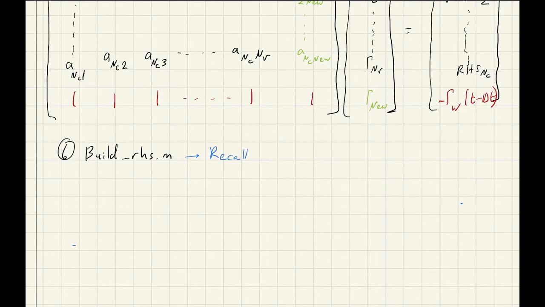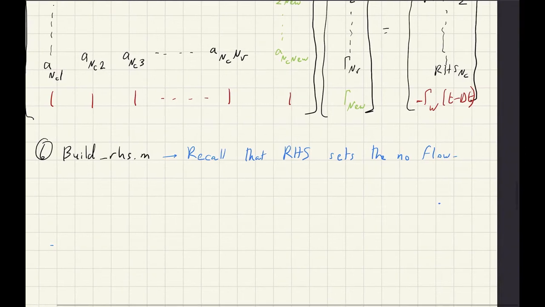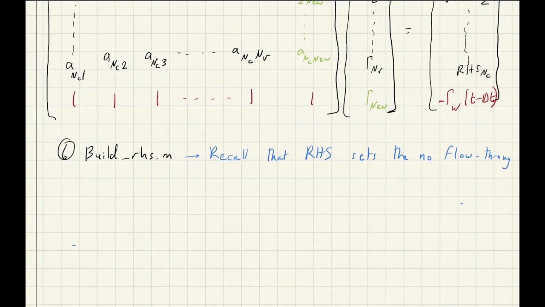Recall that RHS sets the no flow through, or no penetration, boundary condition. And here we apply it at collocation points in the wing fixed frame. For some reason it just cut out, so let me move to a new line: in the wing fixed frame.